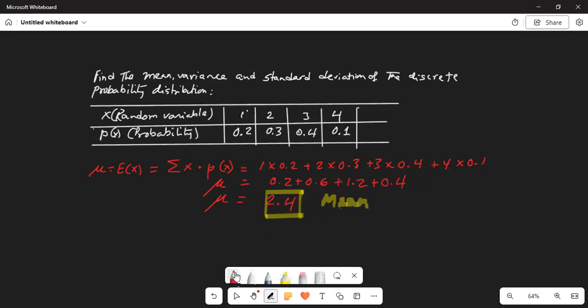Now going back to calculate the variance, sigma squared of x. That will be equal to the sum of, for each value of the random variable, I subtract the mean, then square that difference and multiply it with the corresponding probability value.